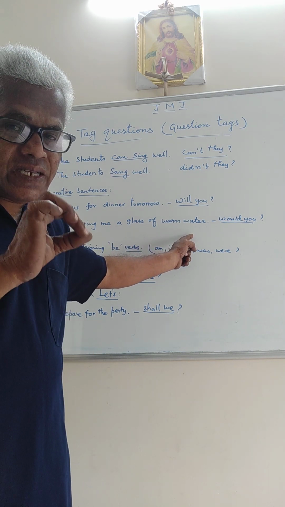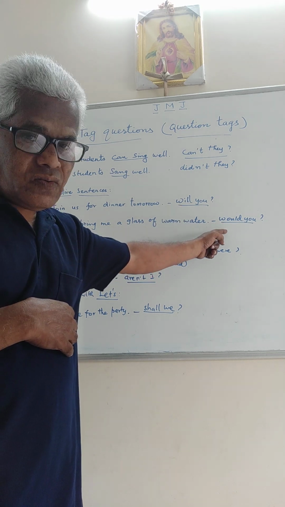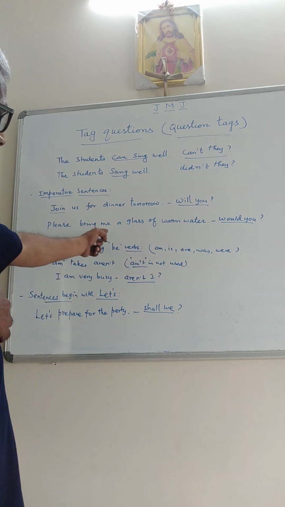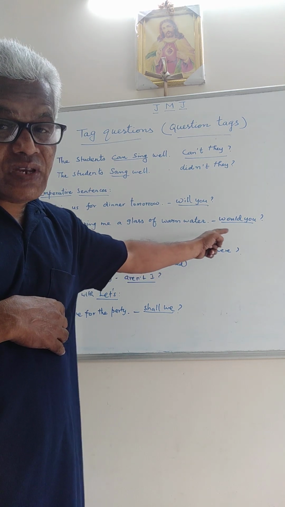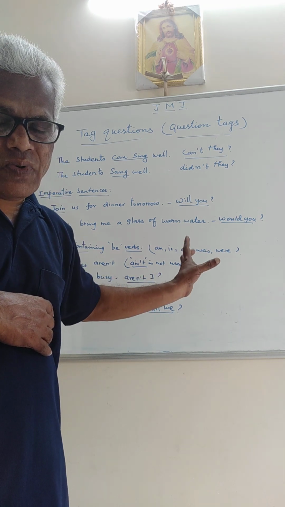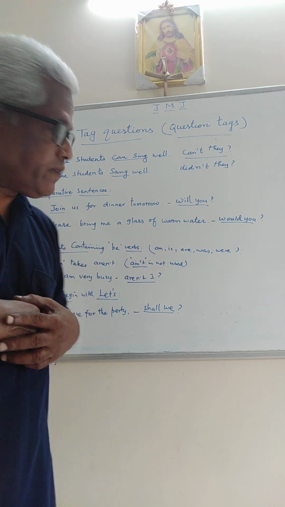Now, since you need to insist on the politeness of the speaker, instead of will, what do you have to write? You write would. So, please bring me a glass of warm water. You say would you instead of will you. Okay, so this is an example of writing a question tag for an imperative sentence in English.